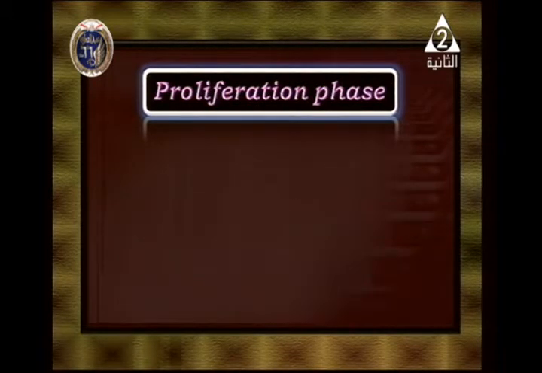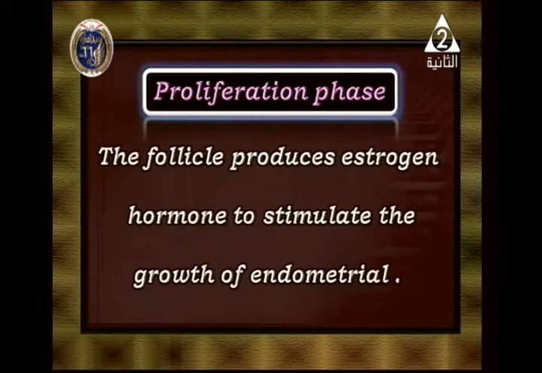And after that, the follicle produces estrogen hormone to stimulate the growth of the endometrium. What does endometrium or endometrial mean? It is the inner wall that lines the uterus, okay? That prepares it for receiving an embryo.